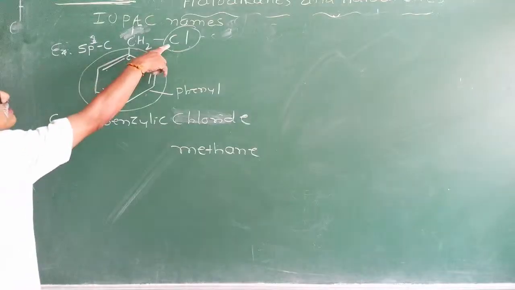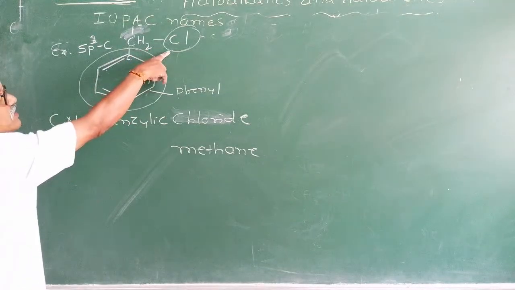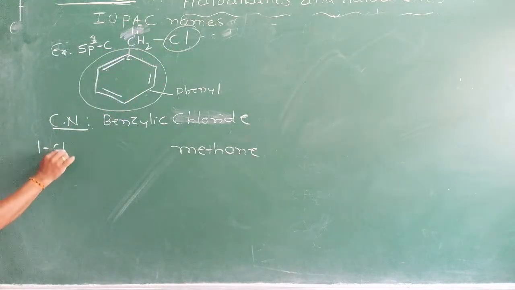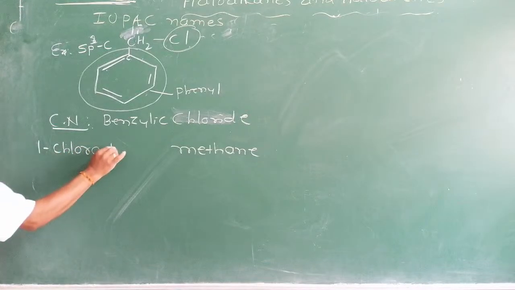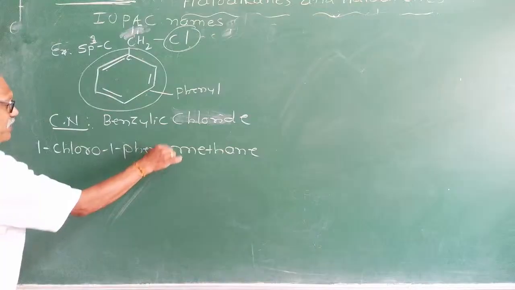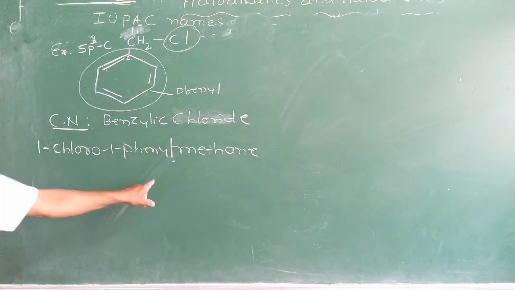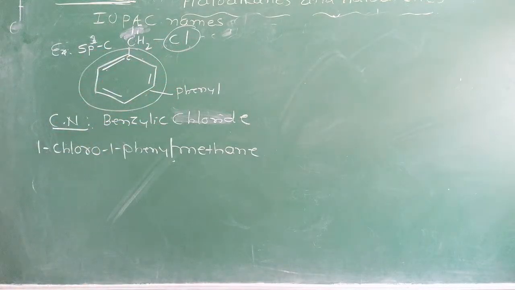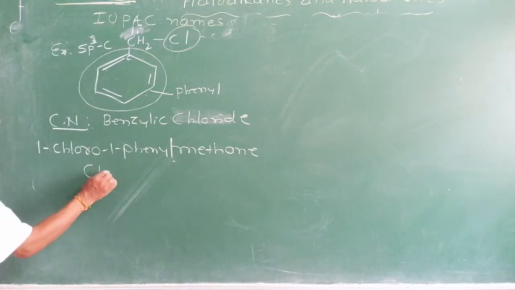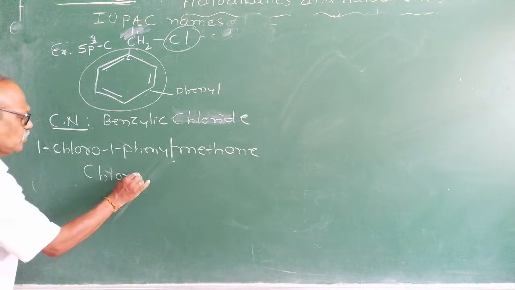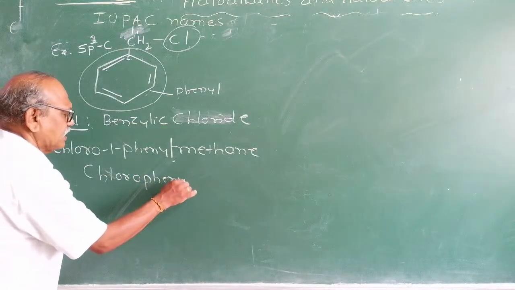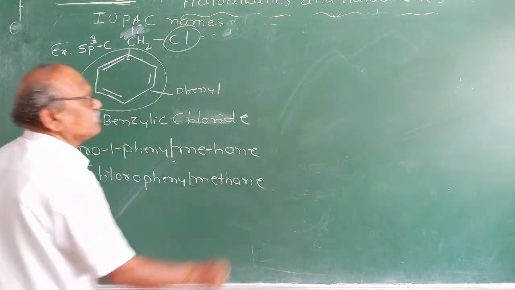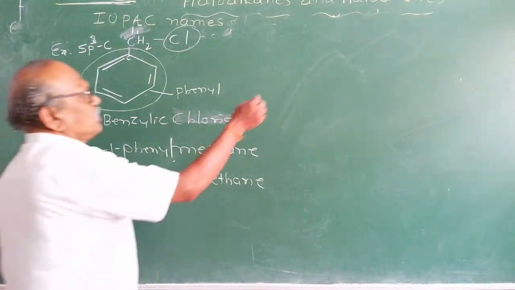Root word will be methane, one substituent is chloro, another one is phenyl. Which one comes first? 1 chloro, 1 phenyl. It should be named as 1 chloro 1 phenyl methane. This is the interesting difference between benzyl halides and aryl halides. They are named as derivatives, and you can neglect the locants and call it chloro phenyl methane. You can omit the 1 whenever you are given with one. Clear? Now you try to write this one.